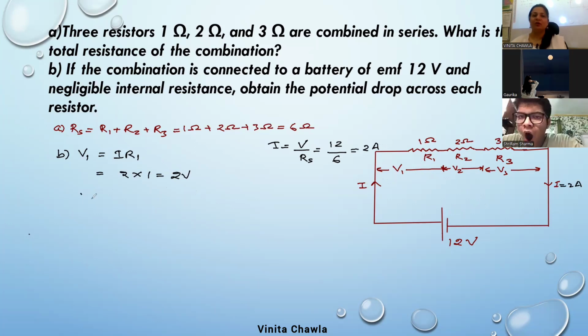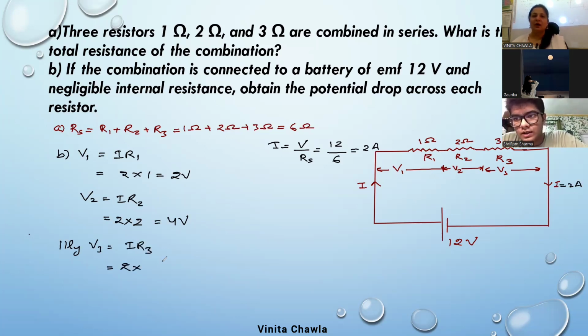Similarly, we can find the potential drop across the second resistor. It's IR2. Again, we put the values: 2 multiplied by R2, which is 2 ohm. So it is 4 volts. And the potential drop across the third resistor is IR3. Current is 2 ampere and R3 is 3, so this is 6 volt. So we have found the potential drop across each resistor this way.